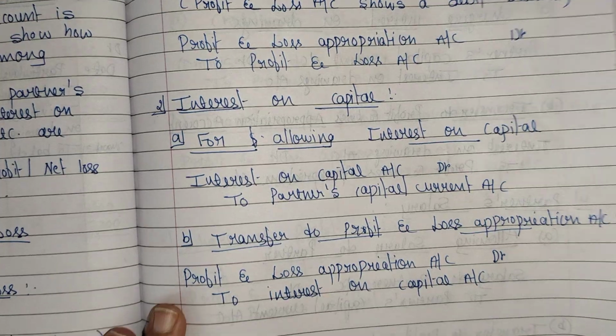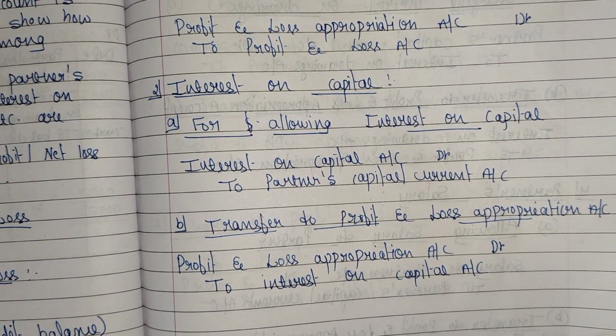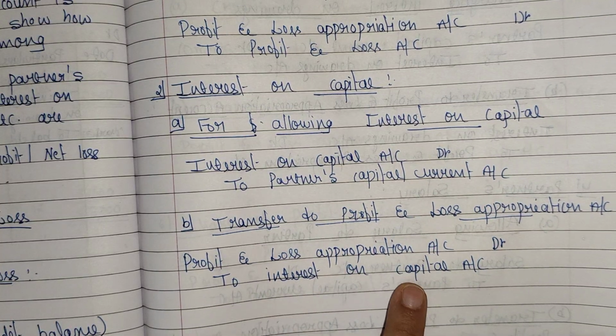After that we need to transfer this interest on capital to the profit and loss appropriation account. So what is the journal entry? Profit and loss appropriation account debtor to interest on capital.